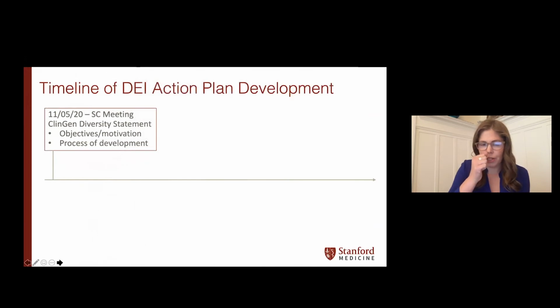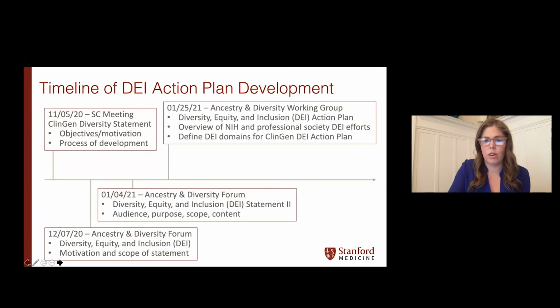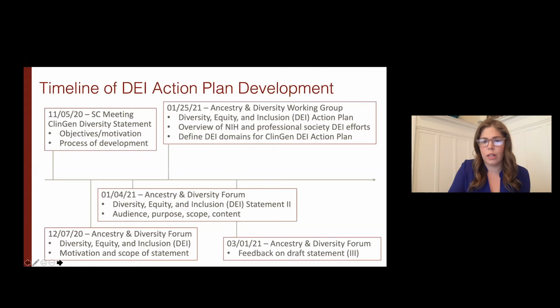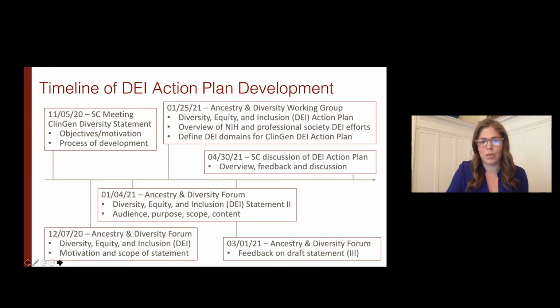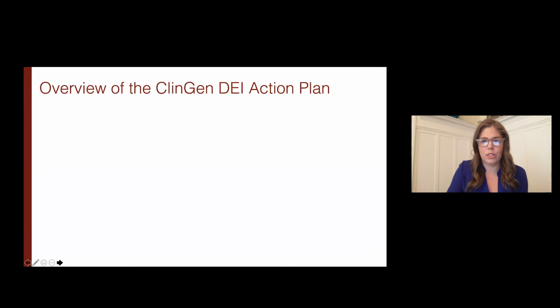So I'm going to just briefly talk about our action plan for DEI across ClinGen. So far we've presented on steering committee meetings. We've had 3 presentations on the Ancestry and Diversity Forum, as well as meetings of the Ancestry and Diversity Working Group to go through a robust process of brainstorming and expanding and cutting and thinking about what are the things that are key for us to do within ClinGen moving forward with regard to diversity, equity, and inclusion. So we now have a draft action plan, and this is just an overview of the areas of the action plan.